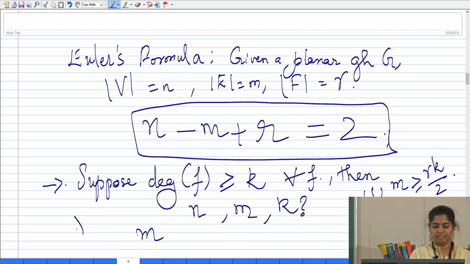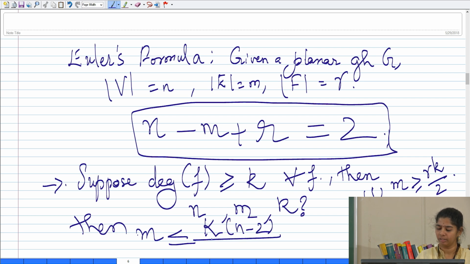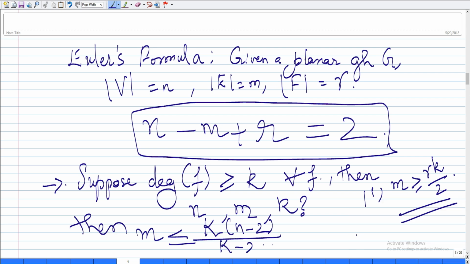Then m is going to be less than or equal to k times n minus 2, divided by k minus 2. So this is an upper bound that you could get by just using these conditions. I am not going to use anything else, only these three formulas that we know; if you put them in the right place, you will get this bound. So what does this say?